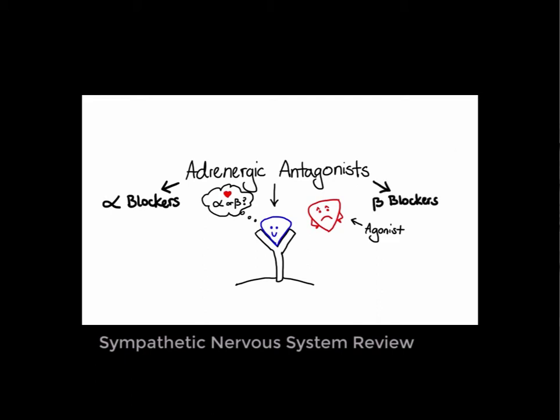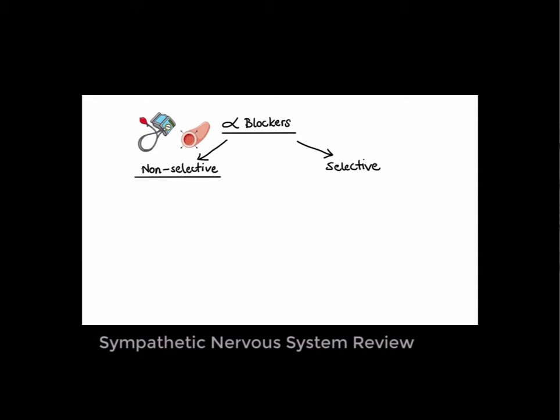So let's start with alpha blockers first. Alpha 1 adrenergic antagonists block the binding of norepinephrine to the smooth muscle receptors, which results in vasodilation and thus lowering of blood pressure. This is why alpha blockers are useful in the treatment of hypertension. Now, alpha blockers can be subdivided into two groups, that is, non-selective alpha blockers and selective alpha blockers. As you might have guessed, non-selective agents can block both alpha 1 and alpha 2 receptors.